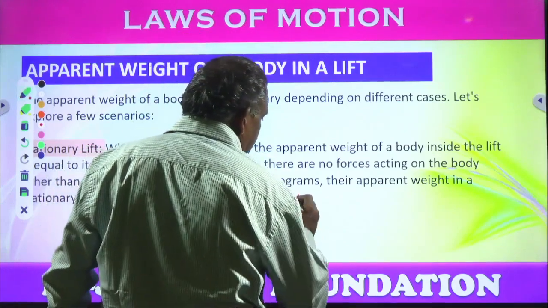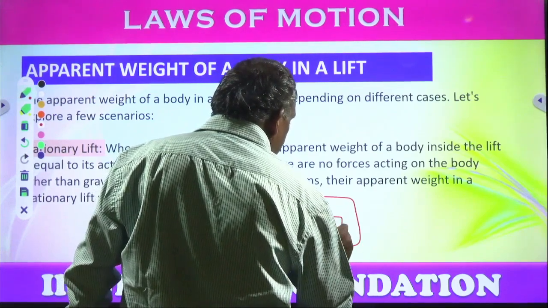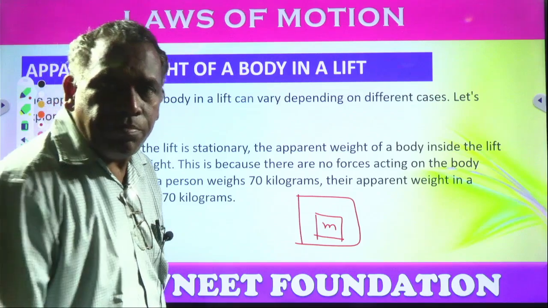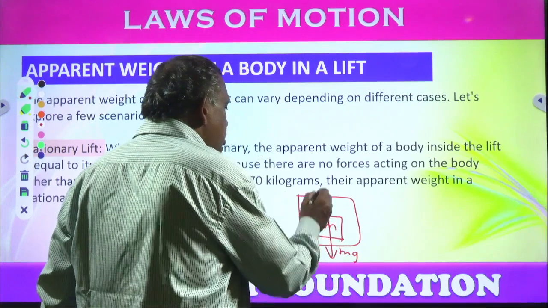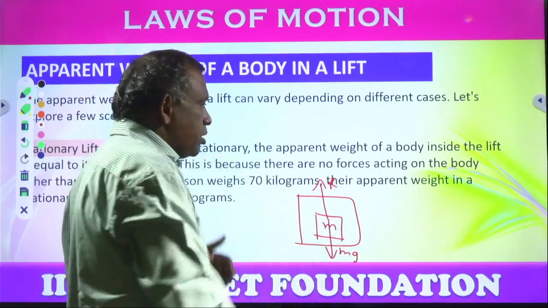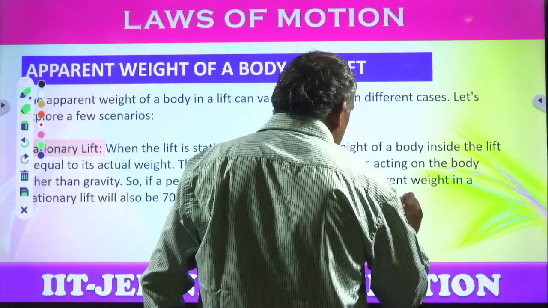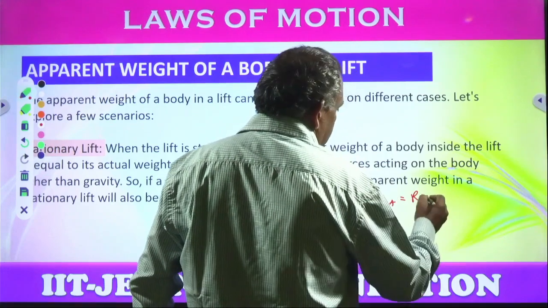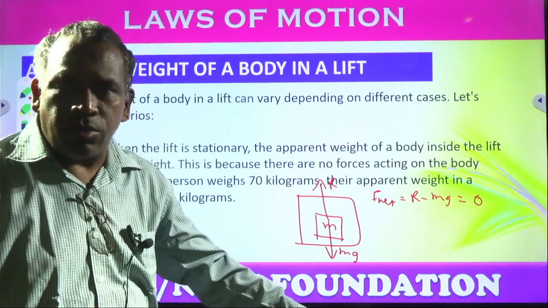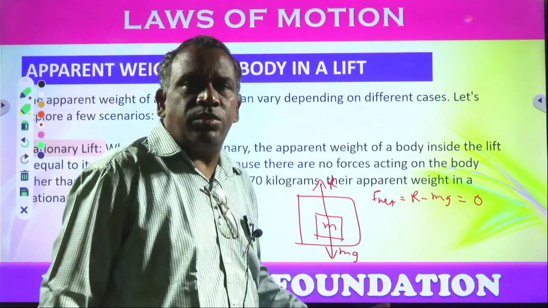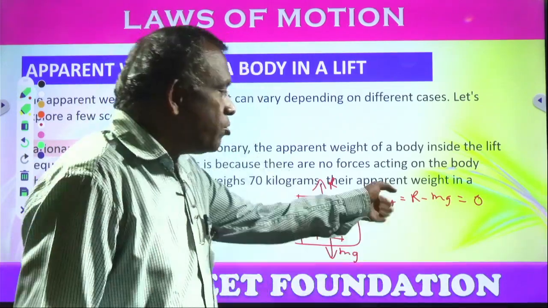For example, this is the lift. The body is there in the lift, an object of mass m. There is a gravitational force acting on the body, it is mg. Opposite to the gravitational force, there is the normal reaction. If you observe, the net force is equal to the normal reaction minus the weight of the body, that is equal to 0. The net force is equal to 0 because the body is at rest, there is no acceleration. So mass into acceleration will be 0, hence the net force will be 0.